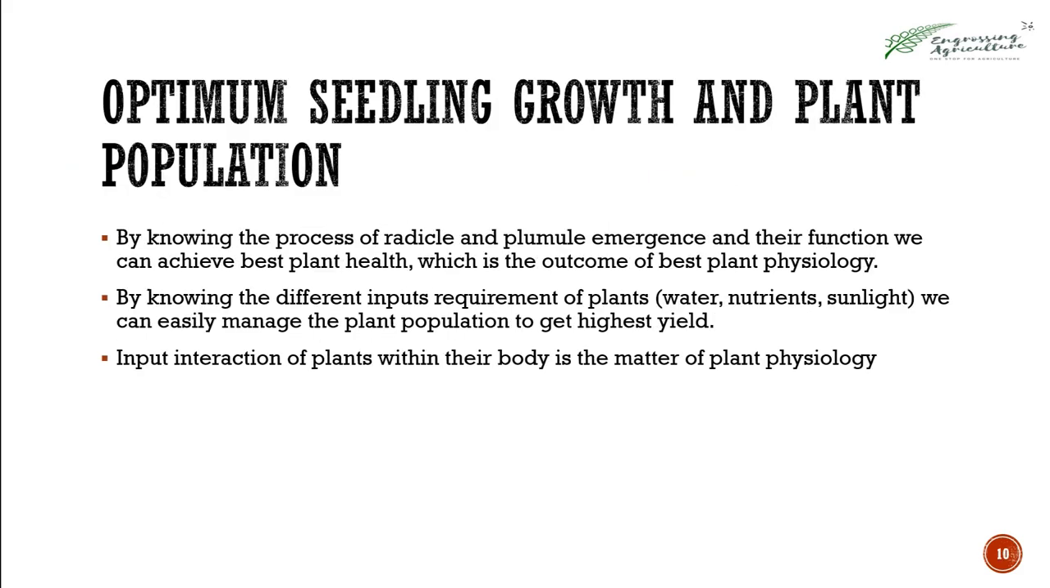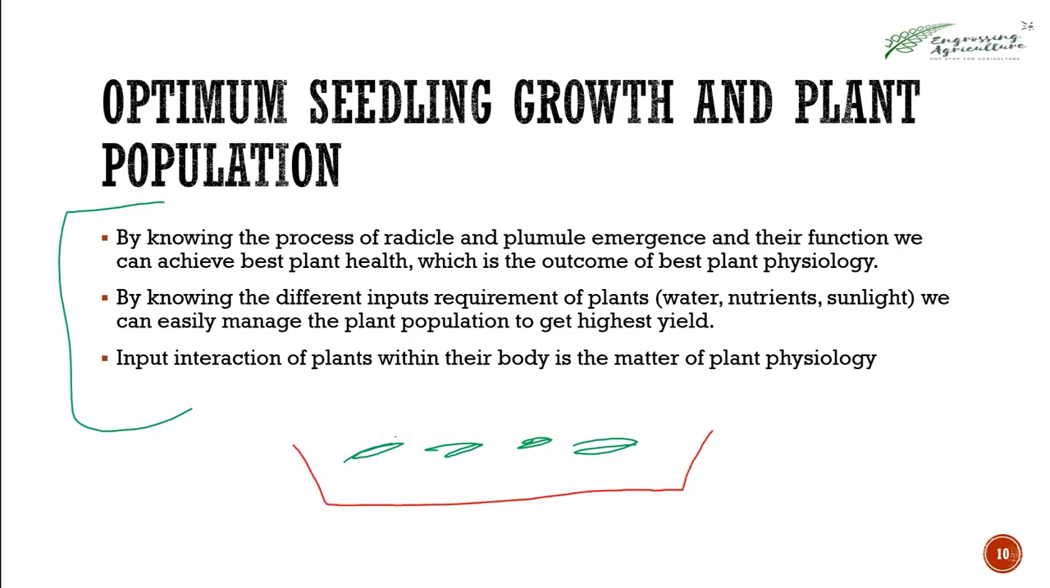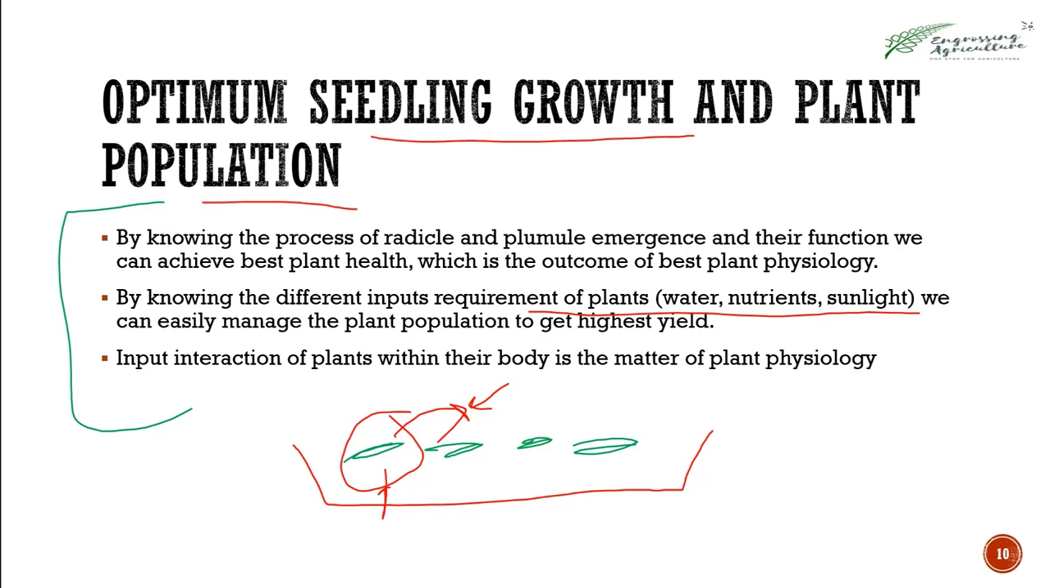Next is optimum seedling growth and plant population. If we are growing multiple seeds in a single land, will it affect the growth of other seeds or will it affect the growth of itself? Because there will be competition for nutrition, and competition for sunlight. So different inputs will be needed; will it be efficient for the plant to grow? So optimum seedling growth and plant population is also explained by crop physiology.